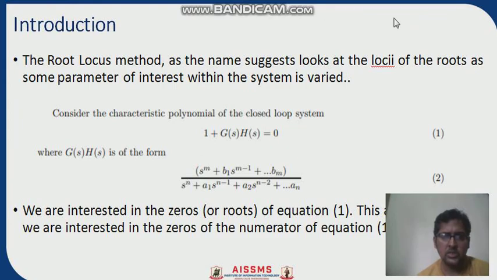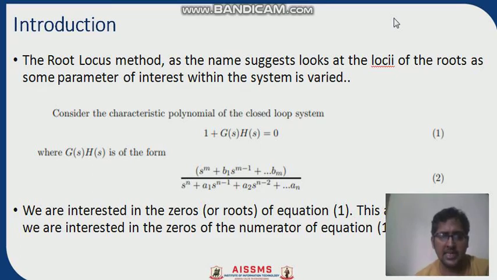So in the introduction, the root locus method, as the name suggests, looks at the loci of the roots with respect to some parameter of interest within the system. Consider the characteristic polynomial of the closed loop system, that is 1 plus G(s)H(s) equals 0. That is the main equation that we need to solve.